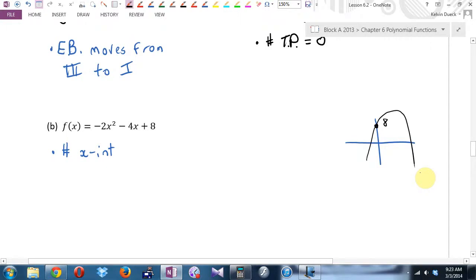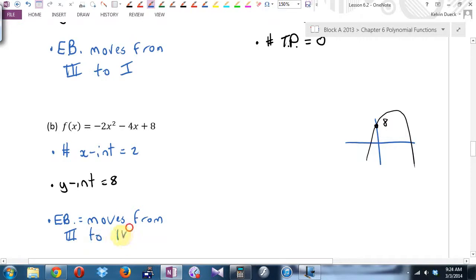So how many roots, how many x-intercepts must it have? This one has to have 2. Can't have 0. Can't have 1. It's got to have 2. What else? What's the y-intercept? We already answered that. What's the end behavior? Moves from quadrant 3 to quadrant 4.